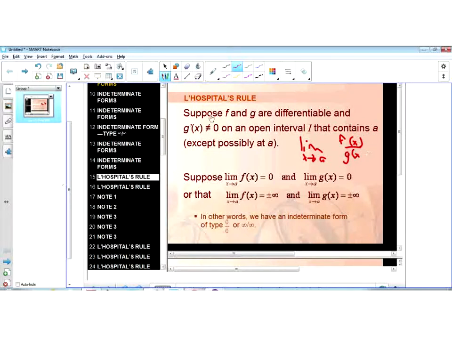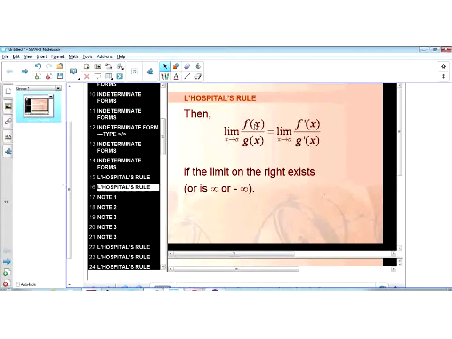Or as x approaches plus or minus infinity. All right, so these are indeterminate forms. Okay, and L'Hopital's rule gives a technique for evaluating limits of indeterminate forms. All right, so L'Hopital's rule says that this limit can be recast as the limit as x approaches a of the derivative of the top divided by the derivative of the bottom, if the limit exists. Okay, so if the limit on the right exists.